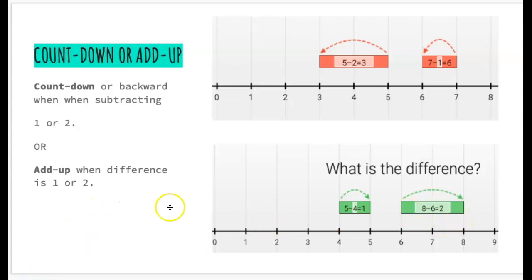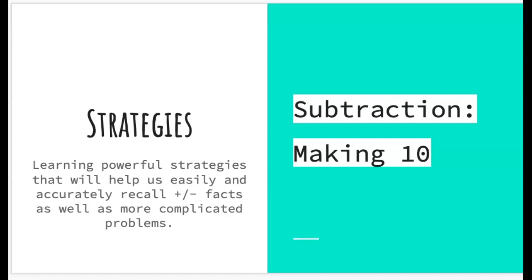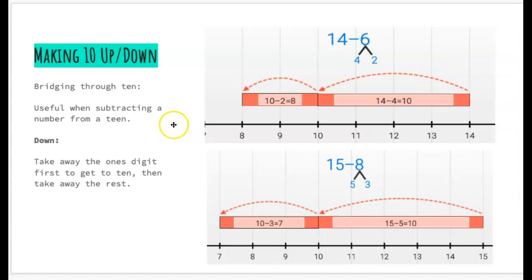Let's look at some strategies for solving problems with a difference larger than 1 or 2. In addition, we learned about using the making 10 strategy, and we can also use that for subtraction. Let's see how that works. This strategy works in two ways. We can either make 10 by going up or make 10 by going down. Here we're going to look at making 10 by going down. We're going to take away the ones digit first to get to 10, and then we'll take away the rest.